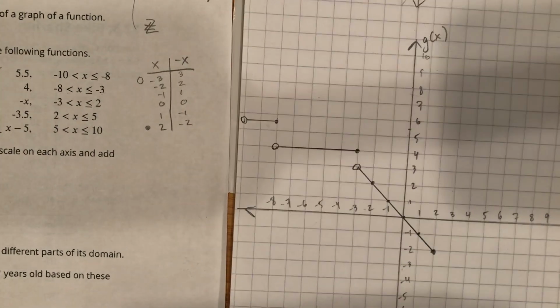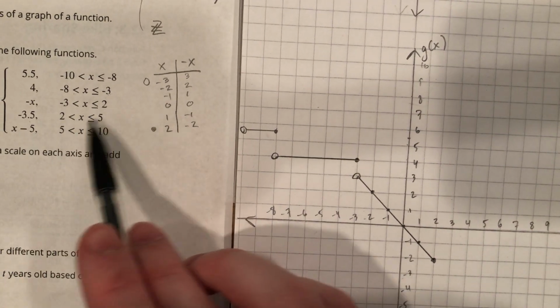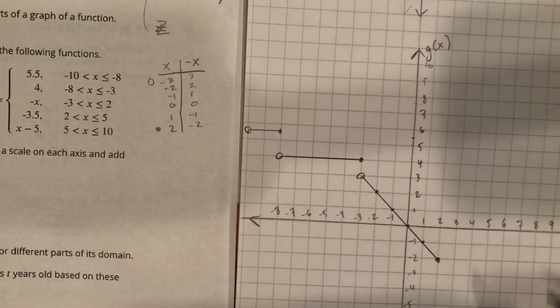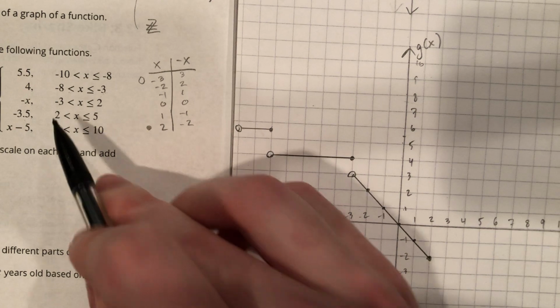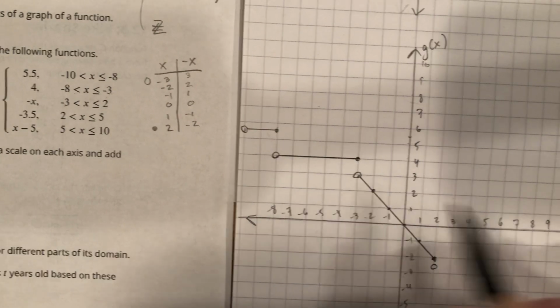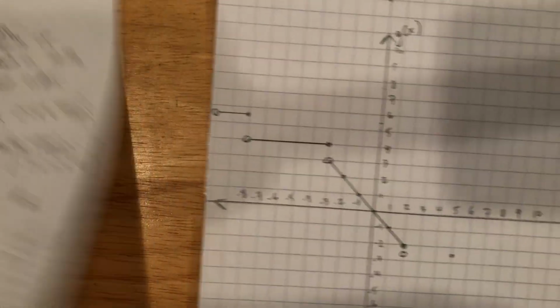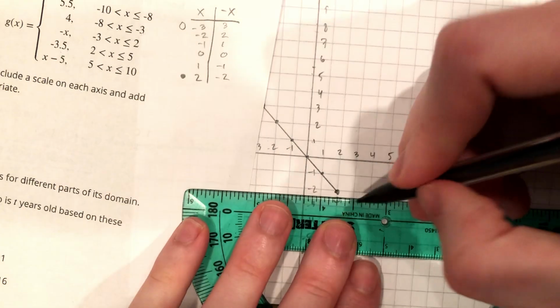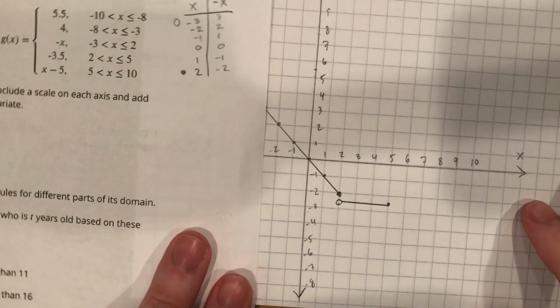Great. Next up, we've got y equals -3.5, and that's from 2 to 5. All right, so get to -3.5 here. I start off with an open circle because it doesn't include 2 in its domain. And we're going to go all the way to 5, right here. All right, just connect those 2 points of the line. All right, great.